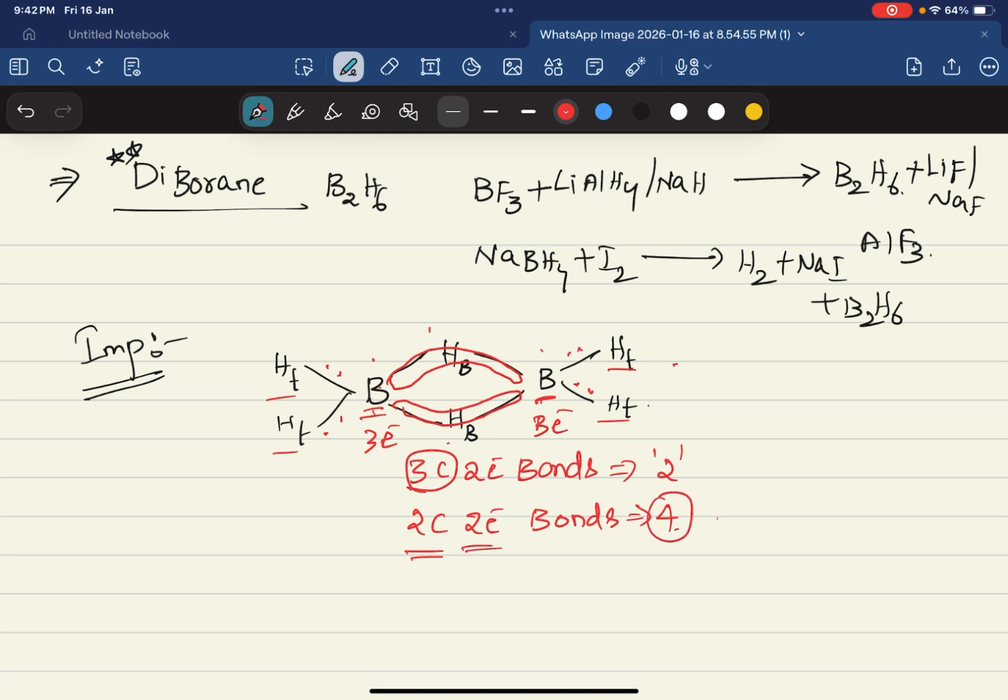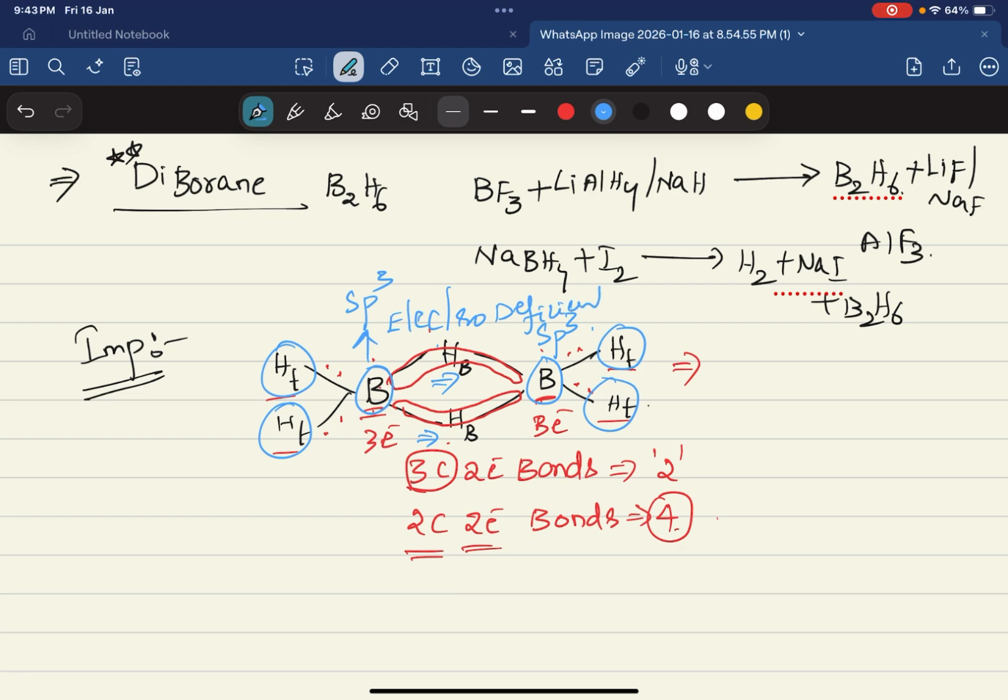One more very important point is these bridged bonds are perpendicular to the plane of this molecule, which means on the plane of boron, these terminal hydrogens are present in the same plane. The BHB bonds will be perpendicular to the molecule, one above the plane at 90 degrees and the other below the plane at 90 degrees. So these are important points. Coming to the hybridization of boron, it will be sp3. Here also sp3, and both are electron deficient in nature, meaning B2H6 comes under electron deficient molecules.